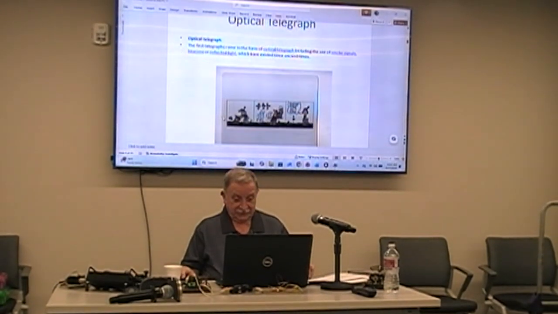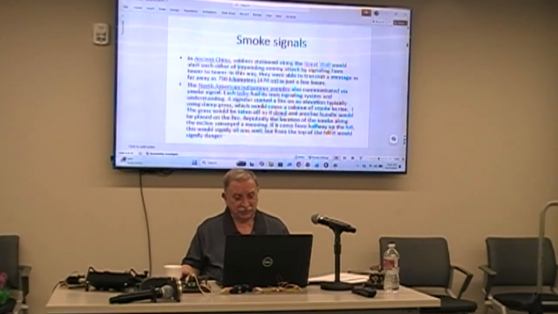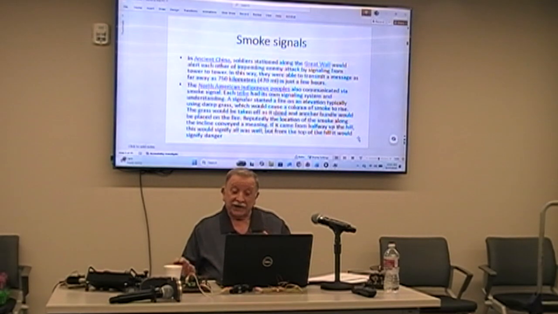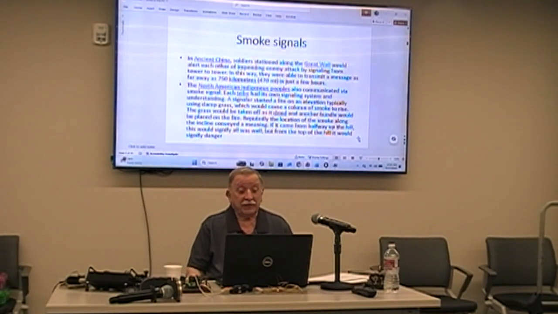So originally, it says here the first telegraphs came in the form of optical telegraphs, smoke signals, beacons, reflected light. There's a little joke that we use in my Morse code classes: sending Morse code ain't easy, especially with smoke. In ancient China, soldiers were stationed along the Great Wall, and they would alert each other of impending attacks by signaling from tower to tower. In this way, they could transmit messages over 470 miles in just a few hours.